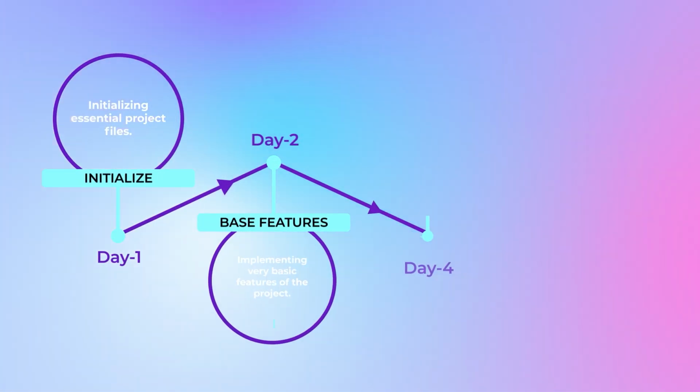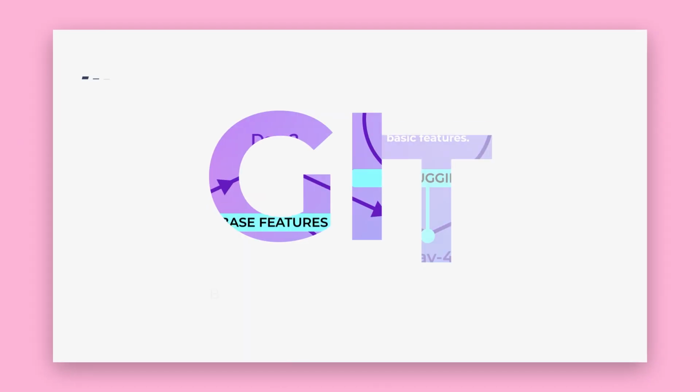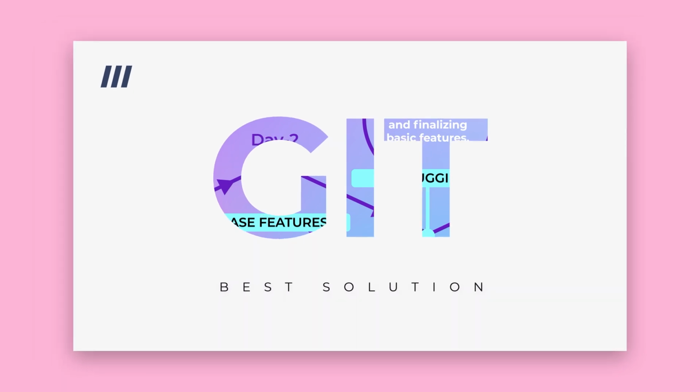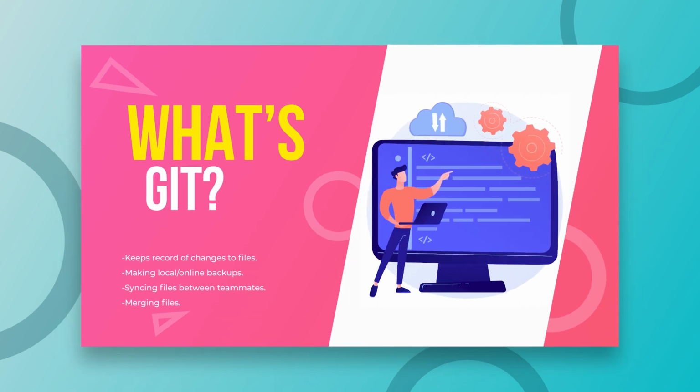In this video, I'm excited to show you how version control can be your secret weapon for managing changes to your project's data every step of the way. Plus, I'll guide you through setting up the best solution out there. Git. What's Git? It's a powerful tool that handles everything related to managing data modifications in your projects.